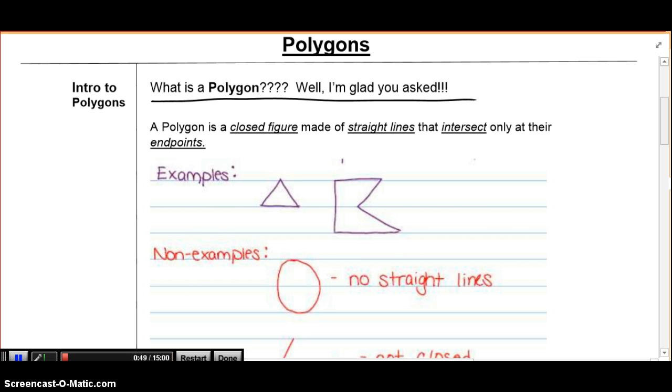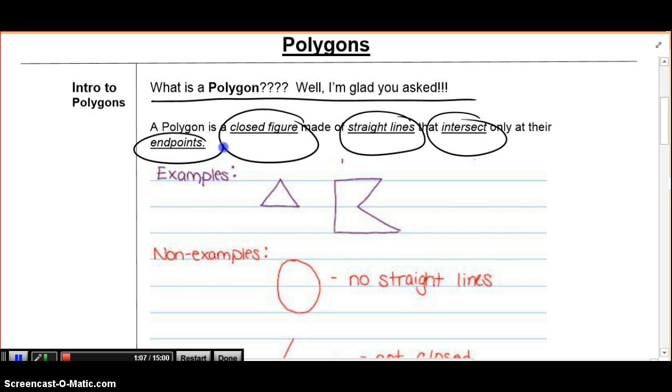First off, it is a closed figure. It cannot be open in any shape, way, or form. It also can only be made up of straight lines, no curves whatsoever. And last but not least, it intersects only at the endpoints.